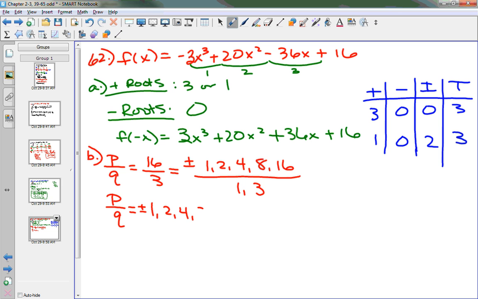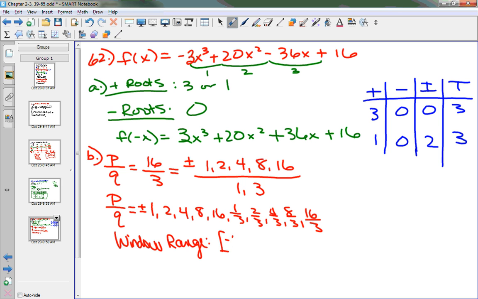1, 2, 4, 8, 16, because I divided by 1 then. Can you see that? Now I have to divide them all by 3. So that's going to give me 1/3, 2/3, 4/3, 8/3, 16/3. What's my window range, so that I know I can't have any more of these? 16, negative 16, so it'll be 17, negative 17. Very good. We all good on that?